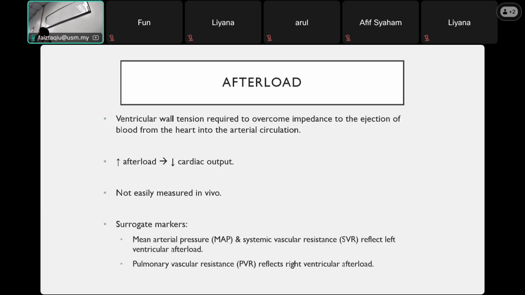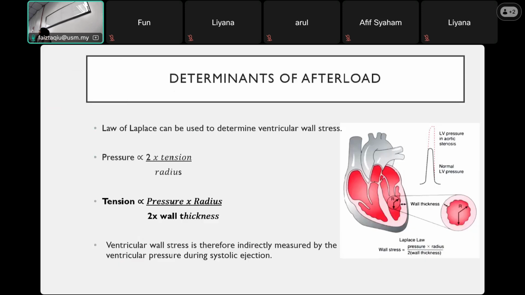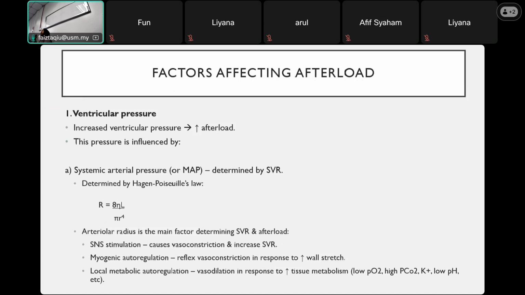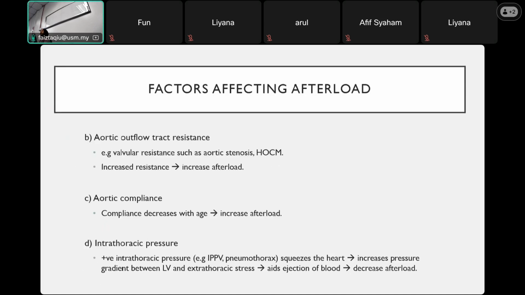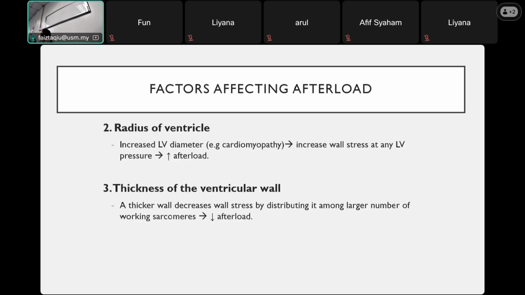Alright, so what are the factors affecting afterload? Pressure. Lagi? Good. Aortic compliance, okay. Intrathoracic pressure, okay. So you fikir daripada ventricle tu mula-mula start dengan ventricular pressure. And then number 2, radius of ventricle, kan. Okay, lagi thickness, samalah thickness ventricular wall. Okay, good. So it's 3 factors, right? And then lastly, contractility.